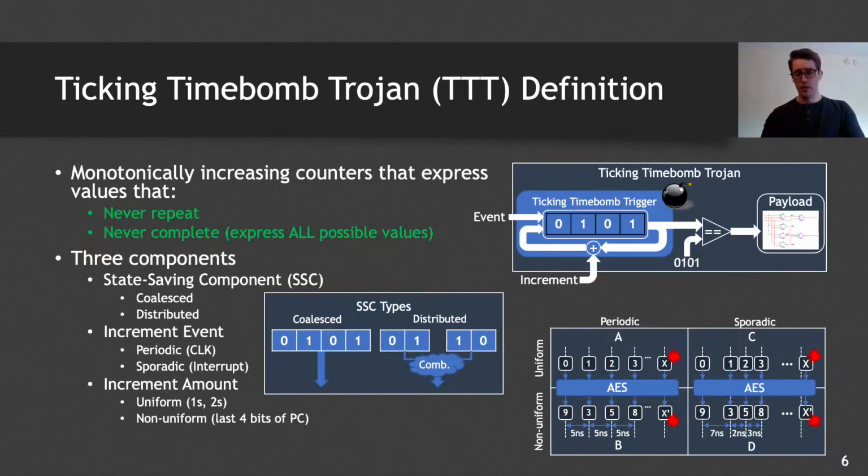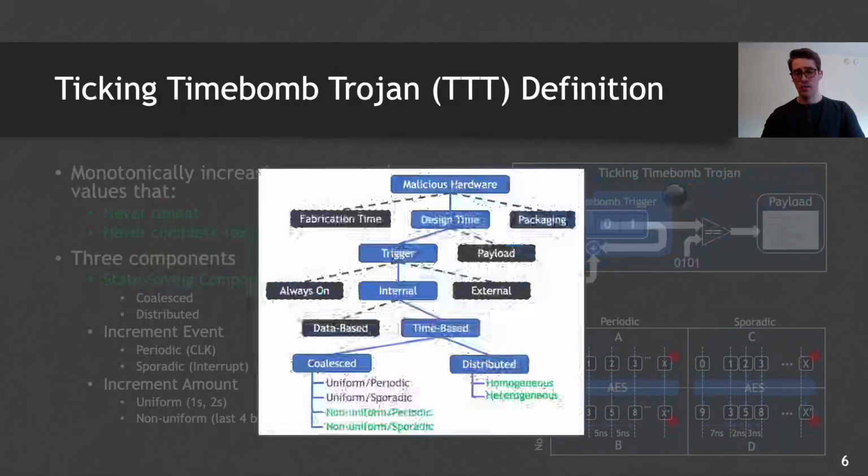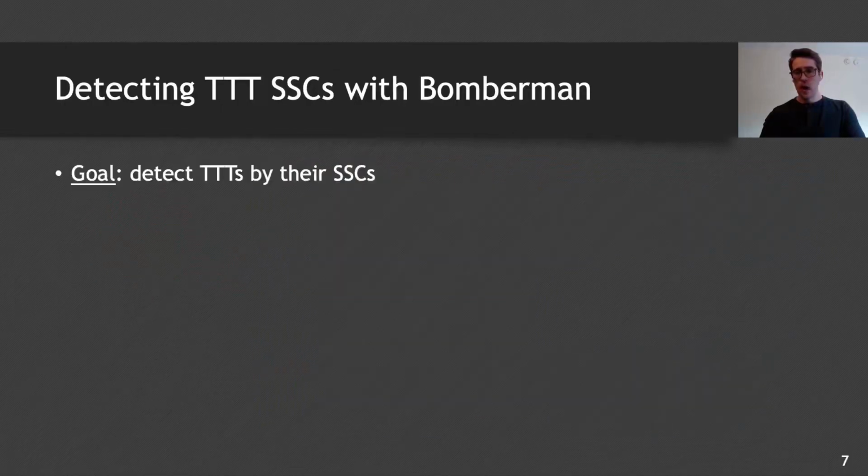What is cool about our definition is that regardless of the type of components used to implement the counter, that is SSC, increment event, or amount types, all we have to monitor are the values expressed by the SSCs themselves. Putting it together, 2 simple invariants constraining the sequences expressed by SSCs define an entire space of TTT designs shown here. Specifically, in green, we note some unique TTTs our definition exposes. Our goal in this work is simple. Create a technique that can detect TTTs by their SSCs. Where prior work was trying to detect the entire trigger to find Trojans, by narrowing the scope to TTTs, we only need to monitor the behavior of SSCs.